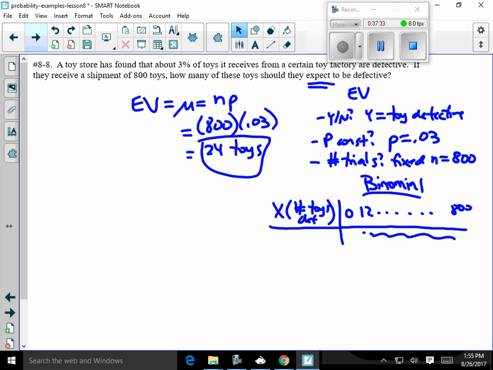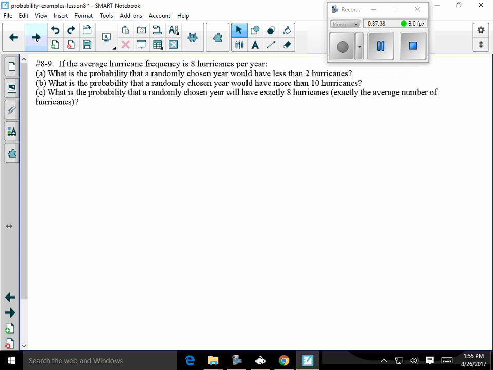Okay, I think we have 3 more problems here. Let's keep going. If the average hurricane frequency is 8 hurricanes per year, what's the probability the randomly chosen year would have at least 2 hurricanes, or have more than 10 hurricanes, or exactly 8 hurricanes, exactly the average number? So pause and try this problem.